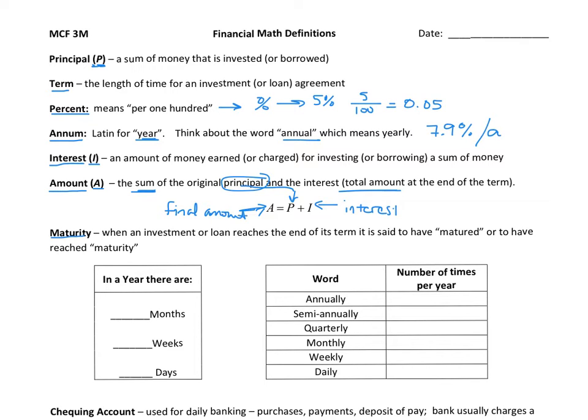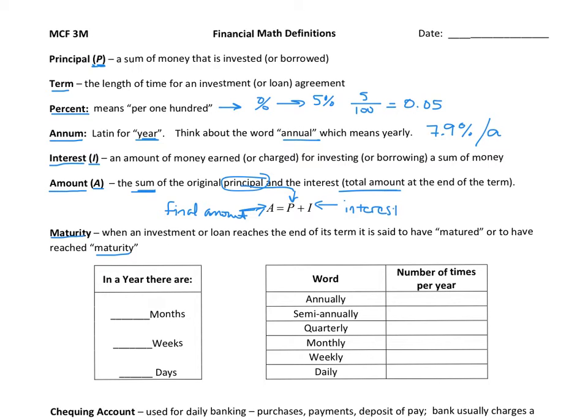Okay, maturity. Maturity here is not talking about your own age, but it's the time when an investment or loan reaches the end of its term, it is said to have matured or to have reached maturity. So your farmer type folk, we talk about the crops reaching their maturity. It's when it's ready to be harvested. So it's at the end of their growing period.